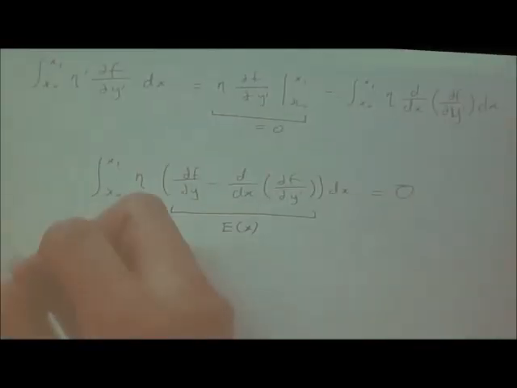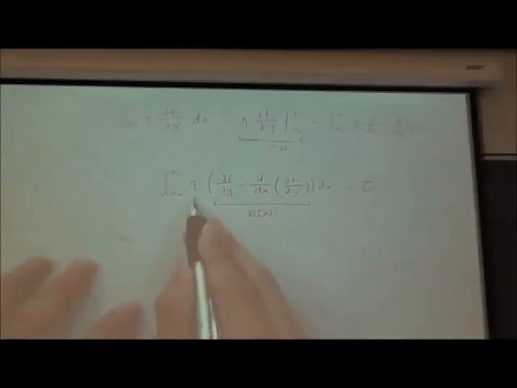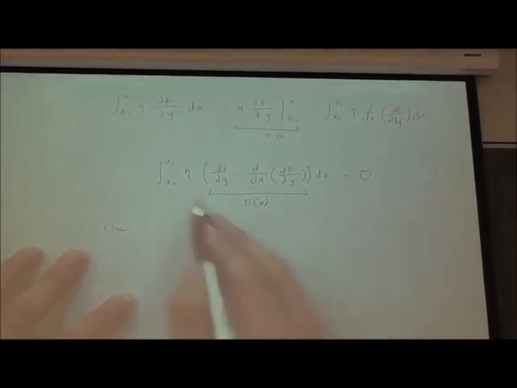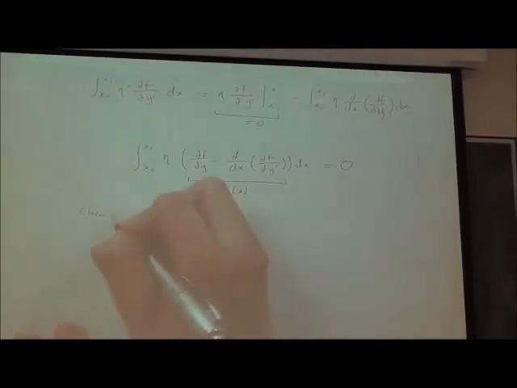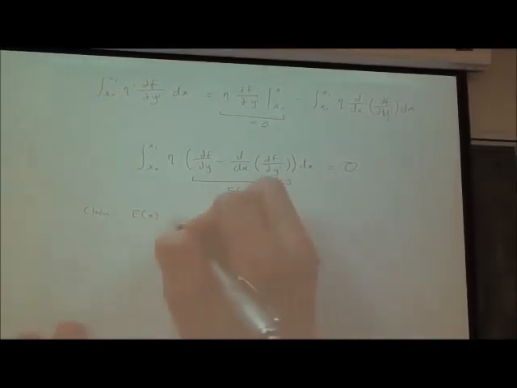Now, if we let this be e of x, then we have the integral of a product of two functions equaling 0. So now we have something called the fundamental lemma of the calculus of variations, and the claim is because eta is variable, and since the integral of the product eta e of x is equal to 0 for any choice of eta, the claim is that e of x is going to be 0 on this interval x0 to x1.